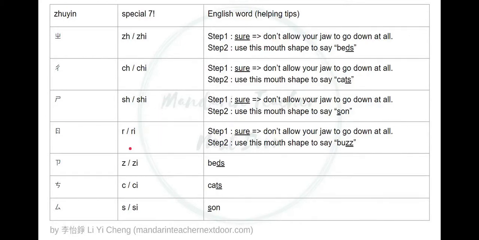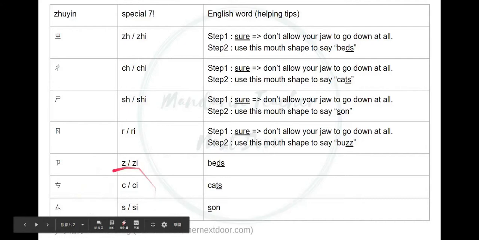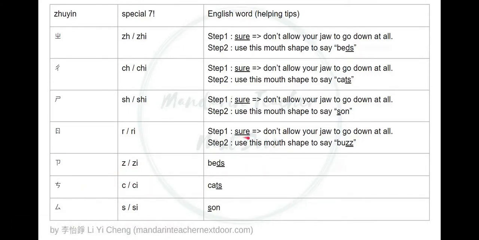Now let's talk about the last one. You see, it doesn't have any siblings here. It's an R/RI. A similar way to find the sound. It just doesn't have this kind of pairs to help it, but we use the same steps. But what is the helping word we're going to use? We're going to use buzz.